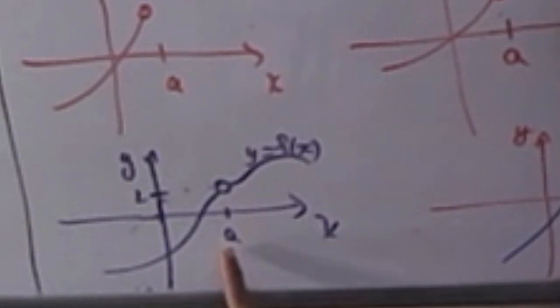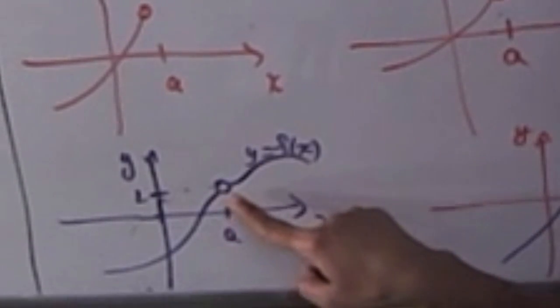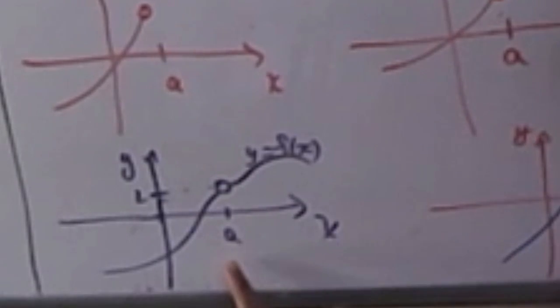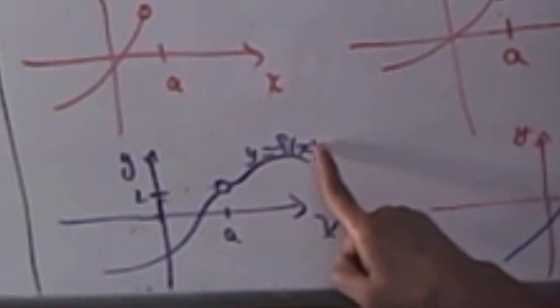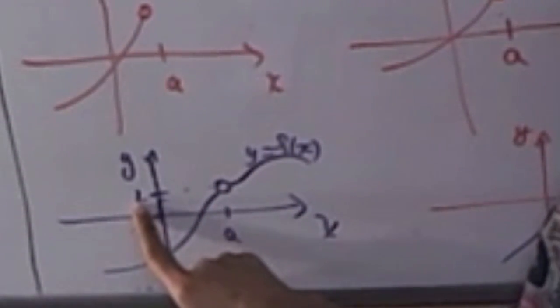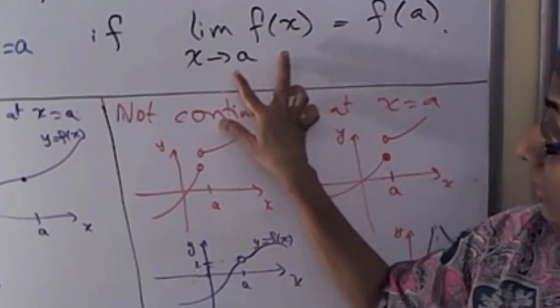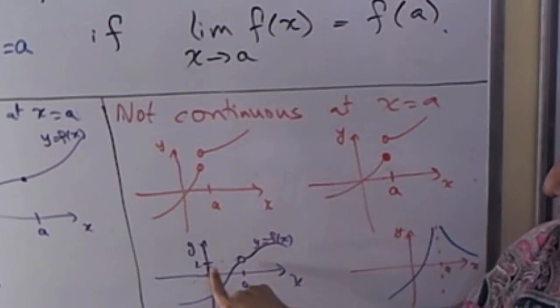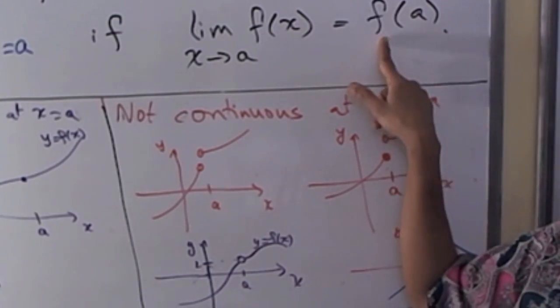The reason being f of a is not defined. That's what that open circle is telling us. That's not a point on the graph. Here notice that the left-hand limit and the right-hand limit exist and they're equal to L. So the two-sided limit exists.